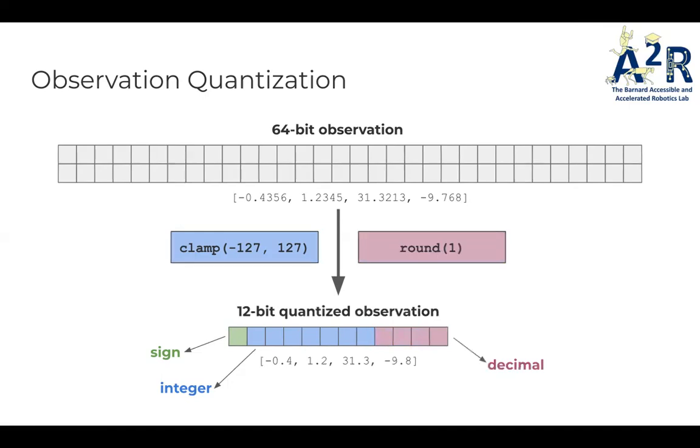Next, we apply a round operation, which rounds a 64-bit float to a fixed number of decimal places. In this case, because we are keeping only one decimal place, we can encode this with 4 bits. The result of both the clamp and round takes a 64-bit float and compresses it to a 12-bit number. This compressed representation can then be saved in order to reduce storage costs.